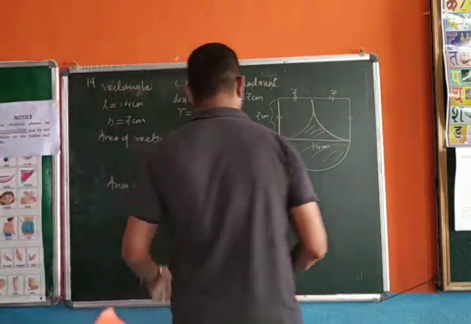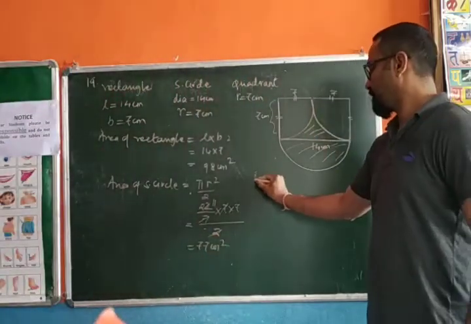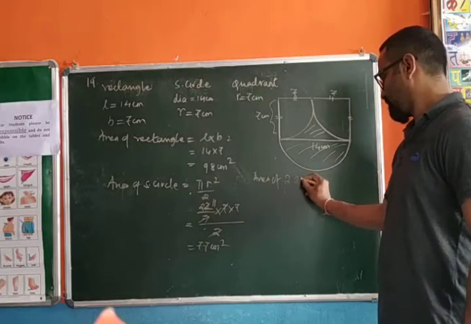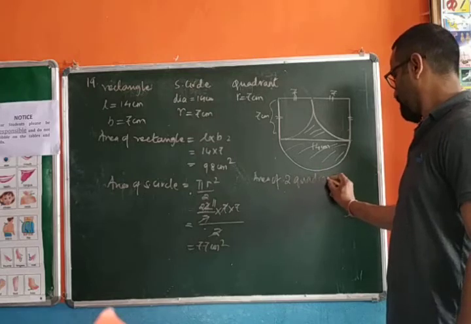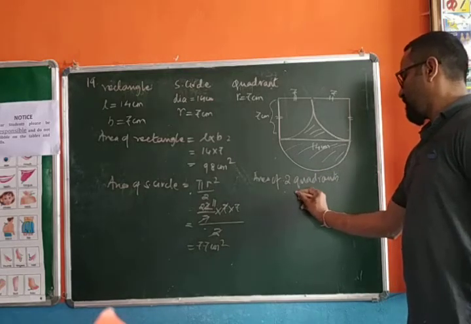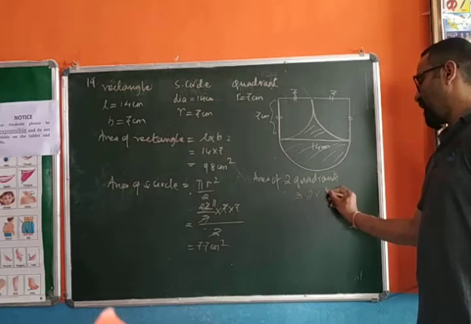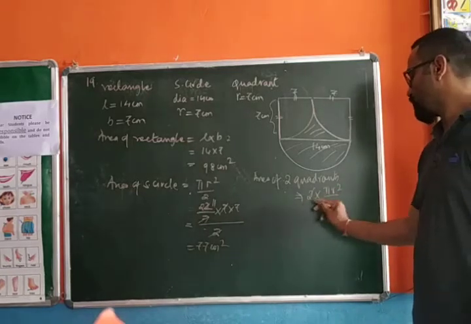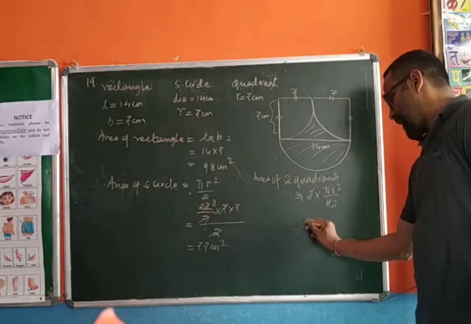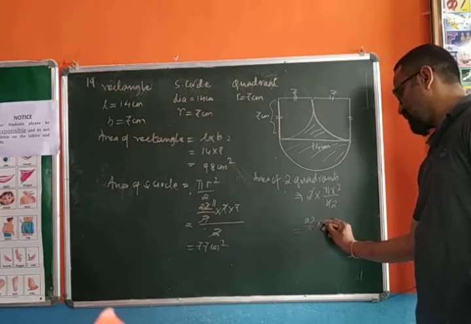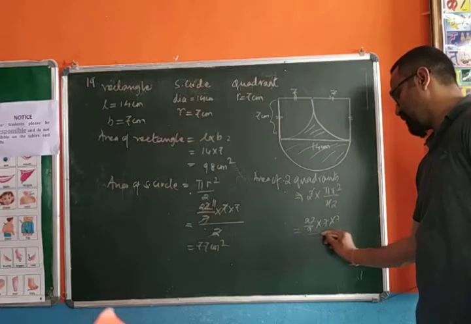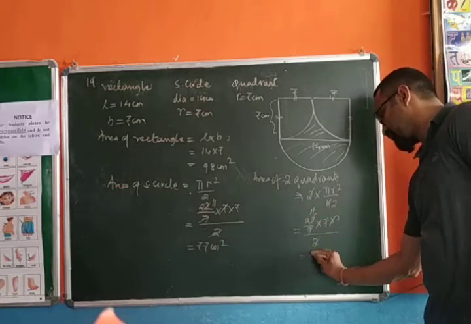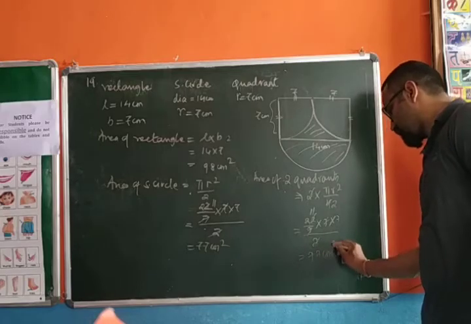After finding the semicircle, find the area of 2 quadrants. Two multiplied by pi r squared by 4, cancel it 2 times. So you have 22 by 7, radius is 7 into 7 divided by 2, cancels 11 times, 77 centimeters square.